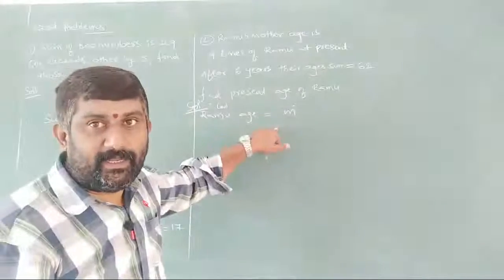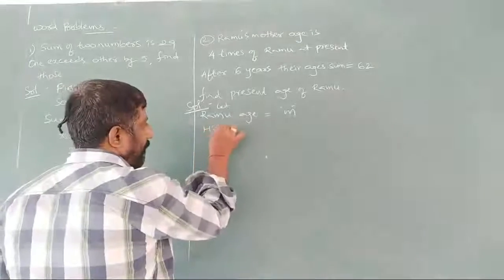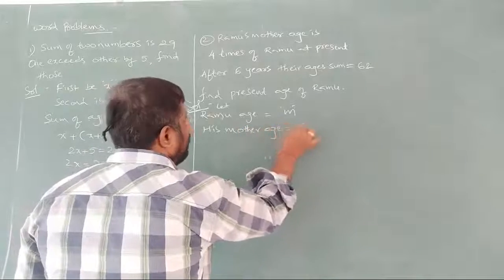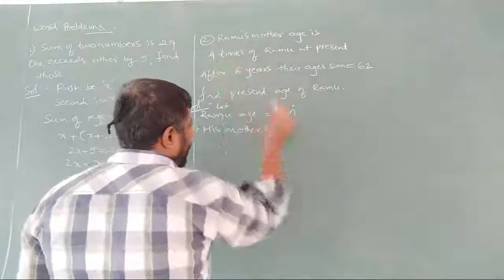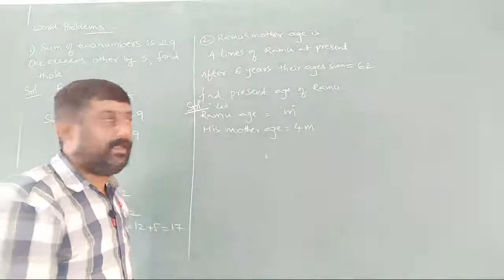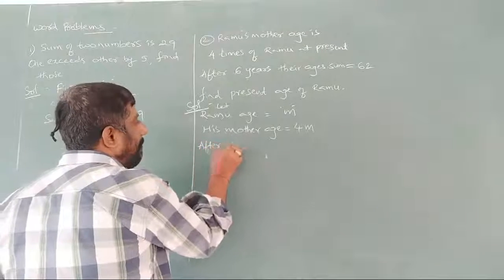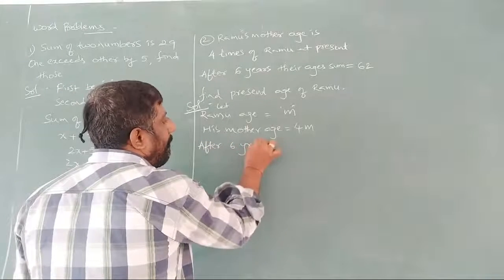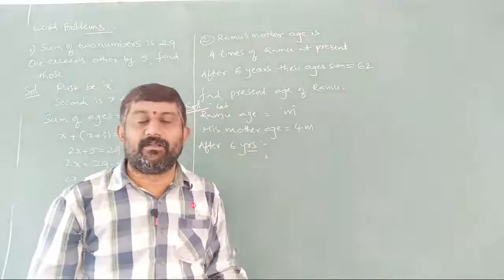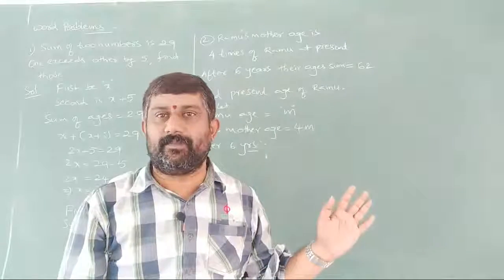Now we are writing the present ages here. His mother's age is how many times? 4 times. So simply it is going to be 4m. This is at present. After 6 years, what happens? The ages will be increasing. How much? Each by 6 years.